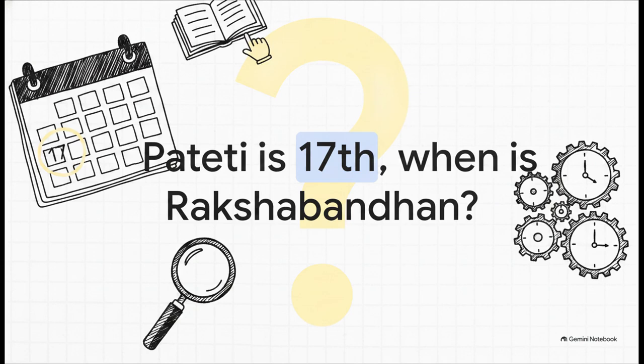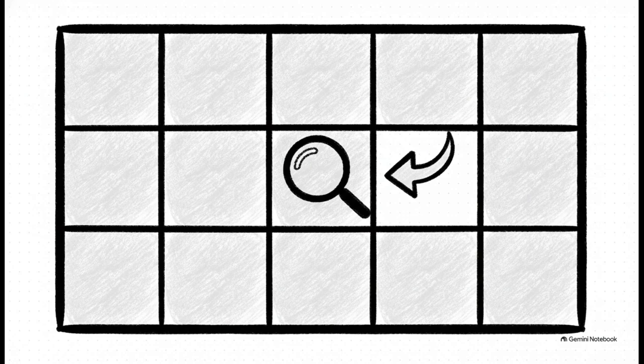It asks, if Pateti is on the 17th, then Rakshabandhan is on what date? Scan across that grid and see if you can spot Pateti first. See how straightforward that is? You find Pateti, glance up, and yep, it's the 17th. Then you look right next door and there's Rakshabandhan. Look straight up from that and it's crystal clear it falls on the 18th. The calendar just flows logically from left to right day by day.